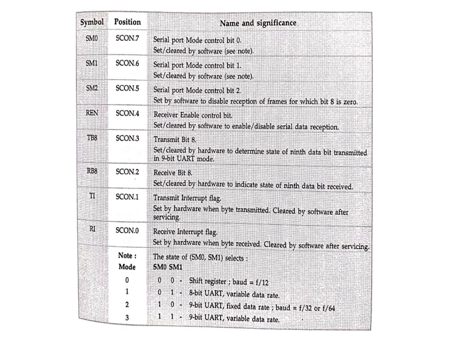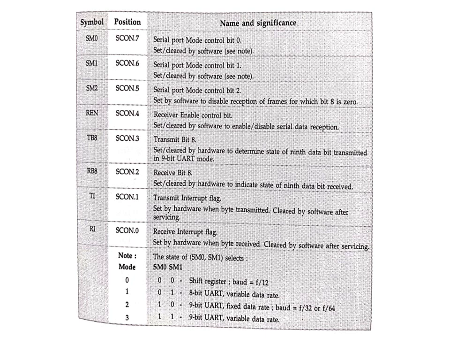The next bit, that is the third bit, is TB8. Its position is SCON.3. It is transmit bit 8. It is set or cleared by hardware to determine the state of the 9th data bit transmitted in 9-bit UART mode. We'll be discussing that later.